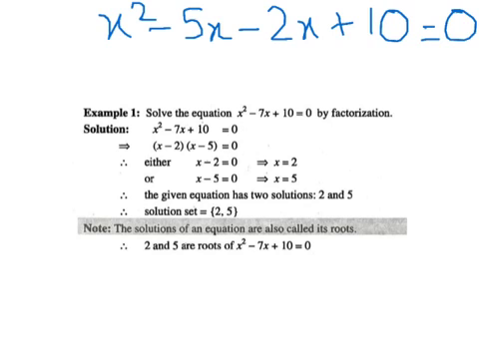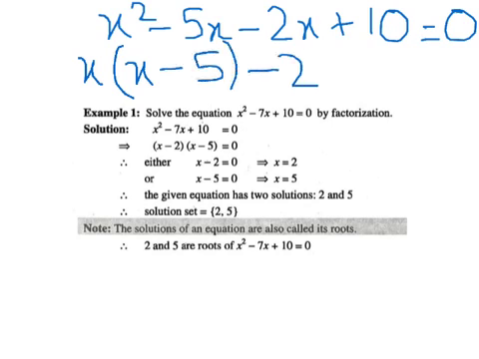But in this way, we can now factorize and take x common. Taking x common now, you see x squared gives us x, and minus 5x leaves us with minus 5. Similarly, taking 2 common here, we get x minus 5. Now we can see quite clearly that this x minus 5 is common in both scenarios.